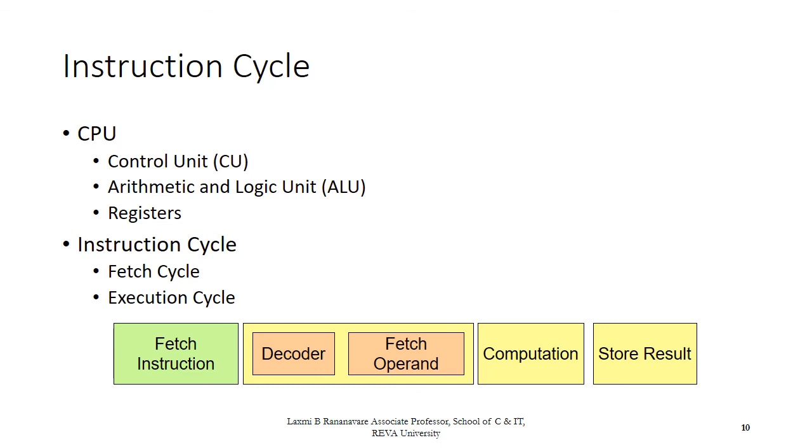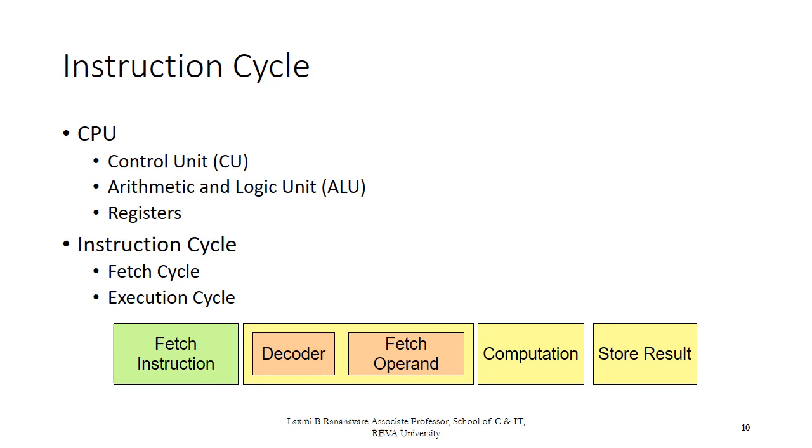After fetching the instruction from the main memory into the processor register, usually called the instruction register, the instruction must be decoded. When it is decoded, it separates the opcode from the operand part. This opcode, or operation code, tells what operation is to be performed. For example, add opcode, subtract opcode, multiply opcode, compare opcode. All these are different opcodes. Opcode stands for operation code.